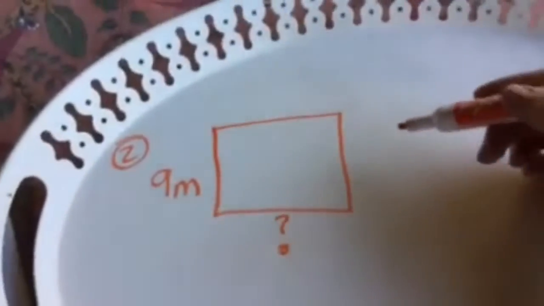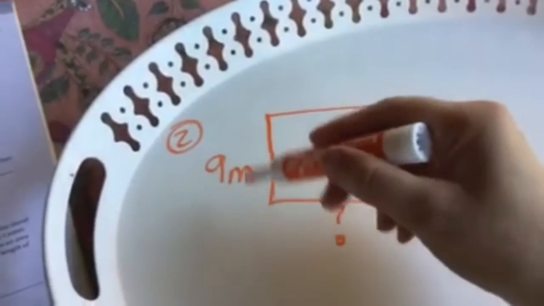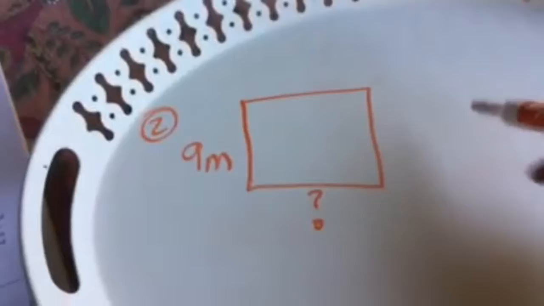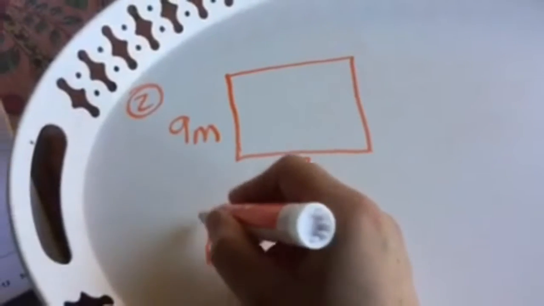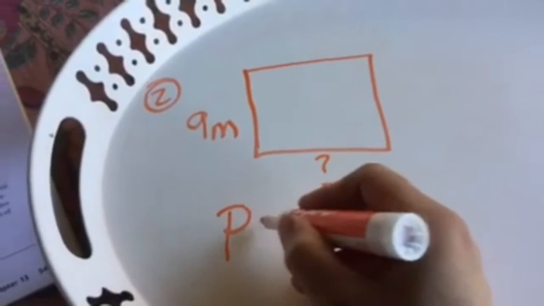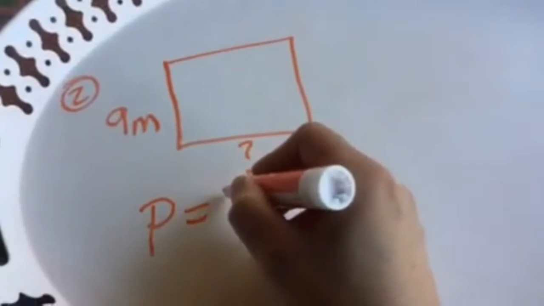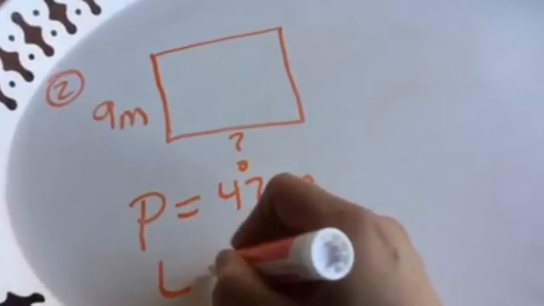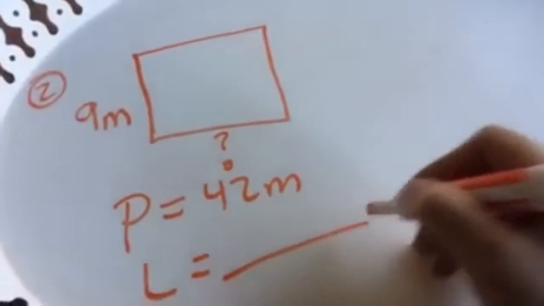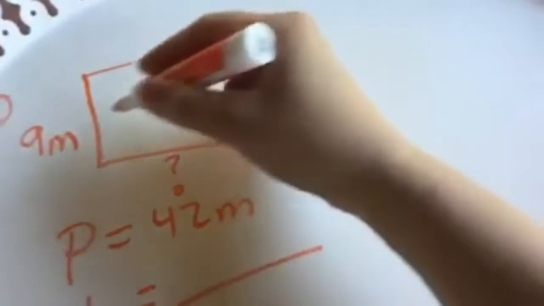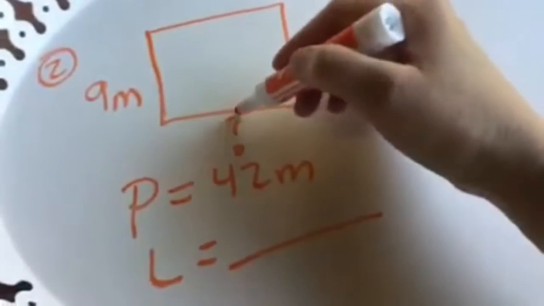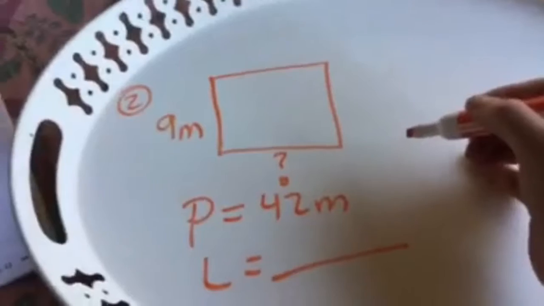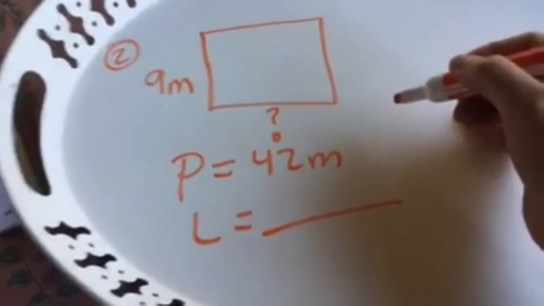And number 2, they have this rectangle, and they say, hey, this side is 9 meters, and then that's all we're going to tell you. Well, actually, excuse me, they tell you the perimeter. It's 42 meters. Then they want you to know the length. So we'll call that L, which is for the length. So they say, hey, we're going to tell you this is 9 meters, but we want to know what this side is. And so the question is, do we have enough information to solve this problem?